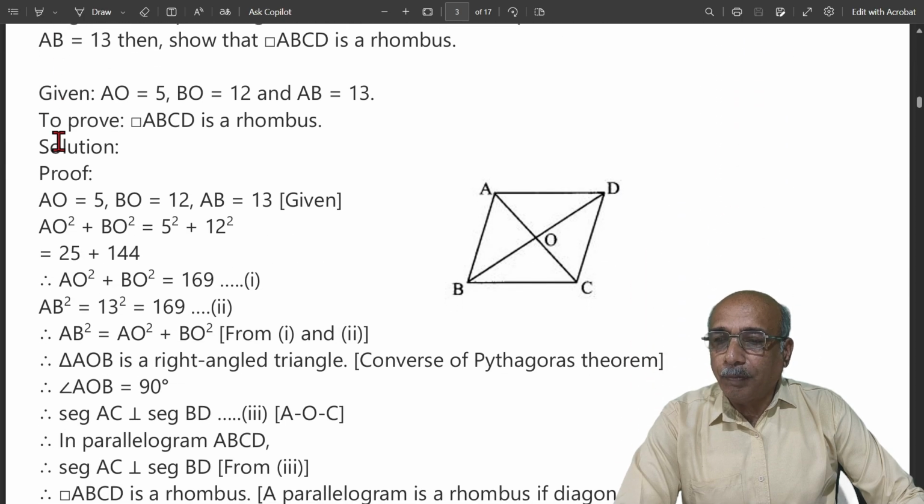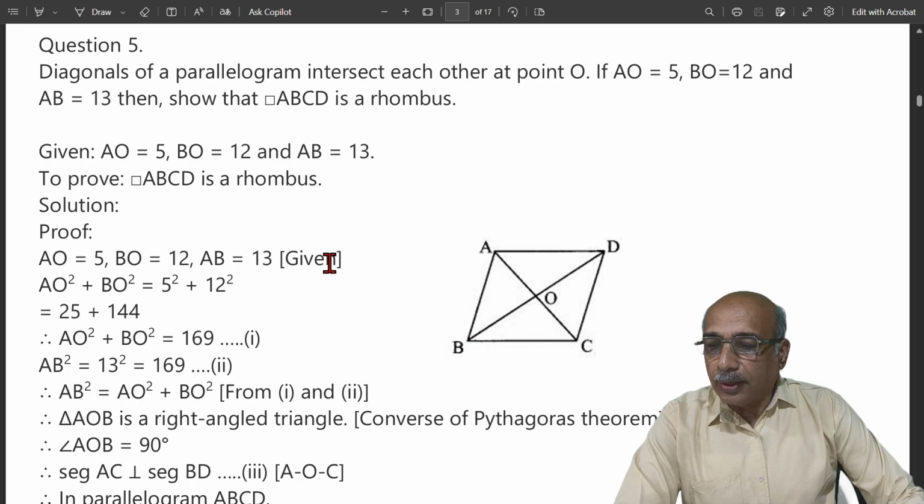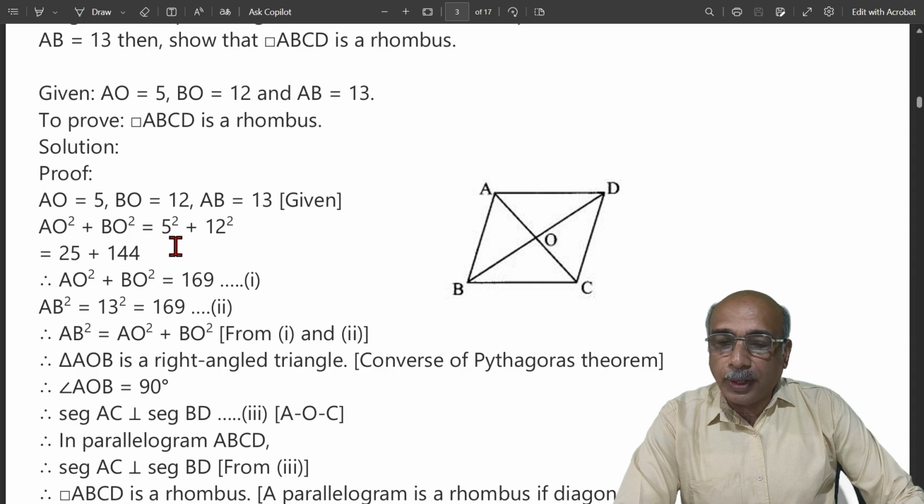Next problem. Diagonals of a parallelogram intersect each other at a point O. If AO equals 5, BO equals 12 and AB equals 13, then show that quadrilateral ABCD is a rhombus. In the diagram you can see AO is given, BO is given and AB is given. So in triangle AOB, three sides are given. Thus we will see that if we take the square of each side, the addition of two equals the square of the third side.